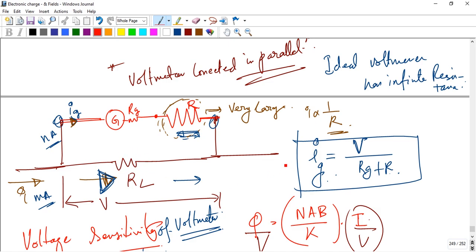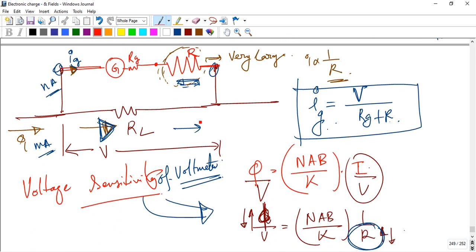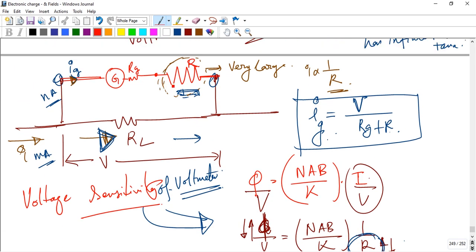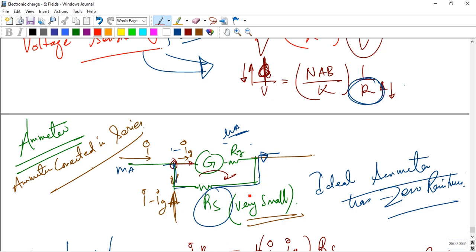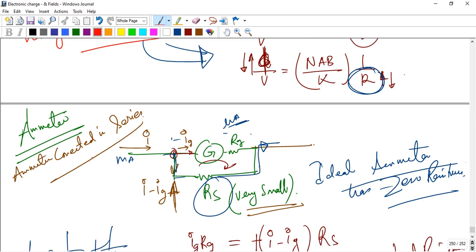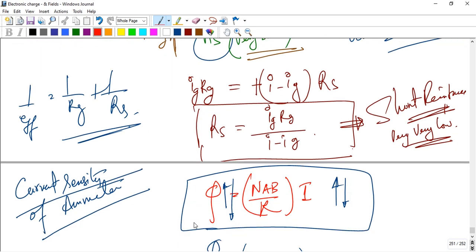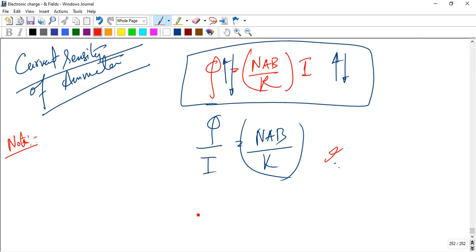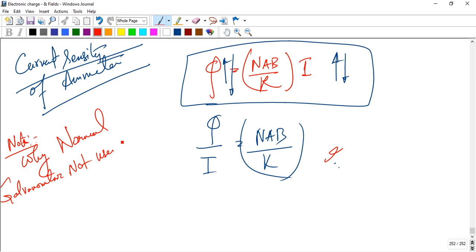Clear? To change, a very large resistance is added in series with the galvanometer, and a very small resistance is connected in parallel with the galvanometer. Why is this change needed? Because a normal galvanometer cannot measure current or voltage. Why can a normal galvanometer not be used as a voltmeter or ammeter? That's a very important question in the board exam.